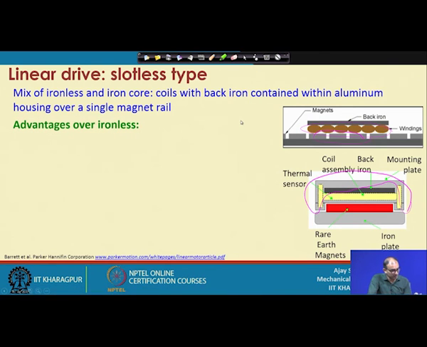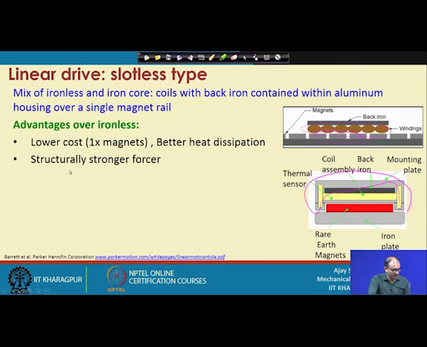So, what are the advantages over the ironless? It is a lower cost because we are using a single magnet here, and in the earlier case the magnets were two. It has better heat dissipation compared to the first one only, not the second one. Structurally stronger forces are available here, because in the first case that was not the case. More force per package size, because the size is compact, but still you can get the advantages of the first one. So, that is the better way.